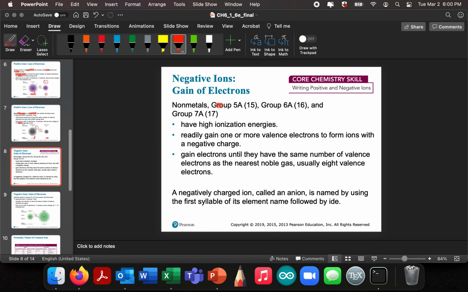Now, negative ions are different. Negative ions are typically nonmetals, always nonmetals. And let's use examples from group 5A, 6A, and 7A. They have high ionization energies. That is, they do not want to give up an electron, right?